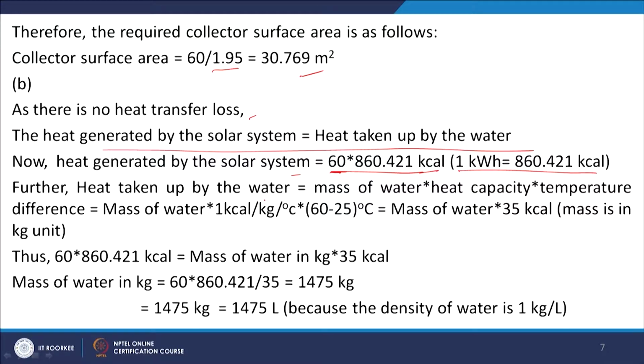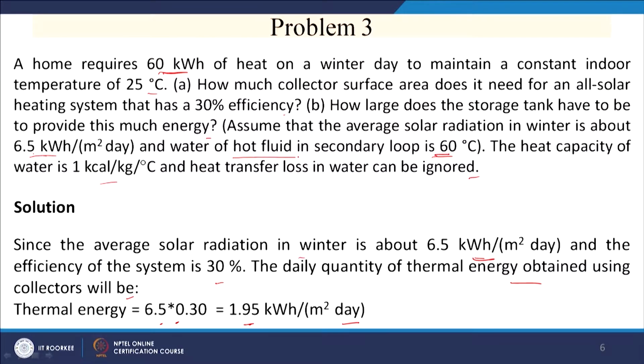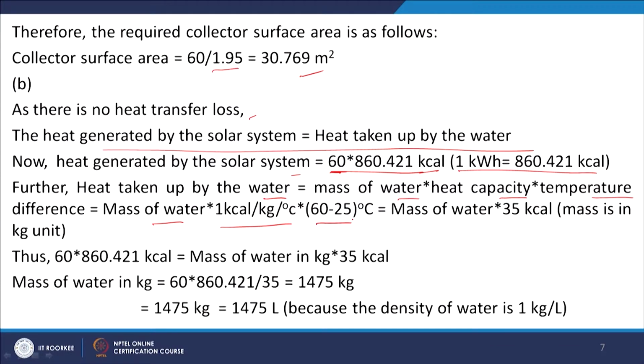Then heat taken up by the water is equal to mass of water into heat capacity of the water and temperature difference. So, mass of water we have to calculate here, and then heat capacity 1 kilocalorie per kg per degree centigrade is given, and temperature difference as it is given, say the hot fluid in secondary loop is at 60 degree centigrade and ambient temperature is 25 degree centigrade. So, the difference is 60 minus 25. So, we are getting that mass of water into 35 kilocalorie. So, this is the kilocalorie when mass will be in kg unit.